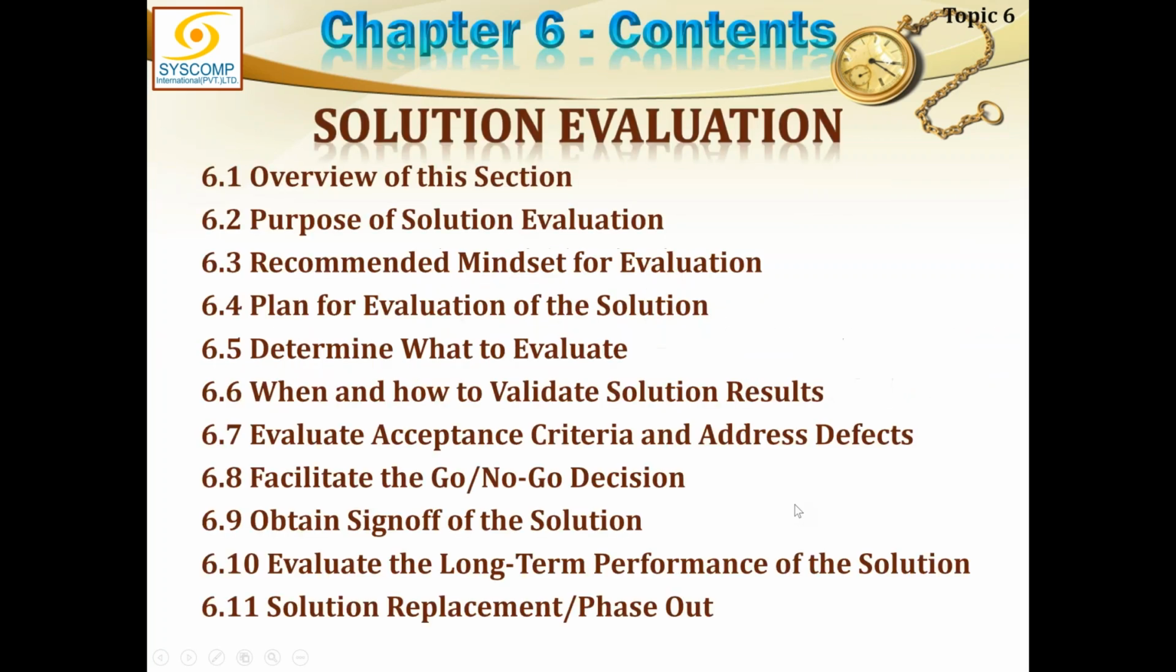What all we have to cover in this solution evaluation chapter is, number one, there are 11 headings. Number one is the overview of this section, then the purpose of the solution evaluation, recommended mindset for evaluation, plan for evaluation of the solution. Fifth topic is determine what to evaluate. Sixth is when and how to validate solution results. Seventh is evaluate acceptance criteria and address defects.